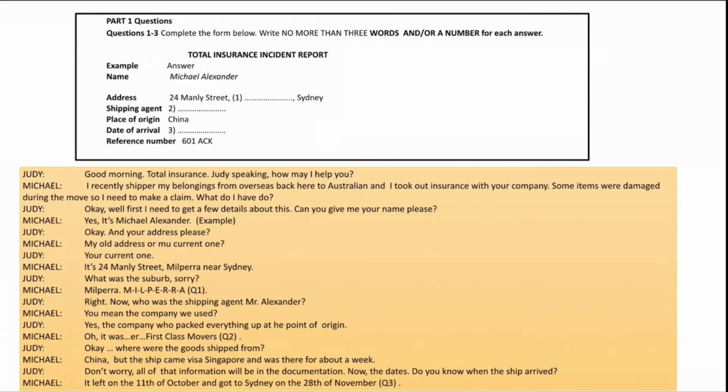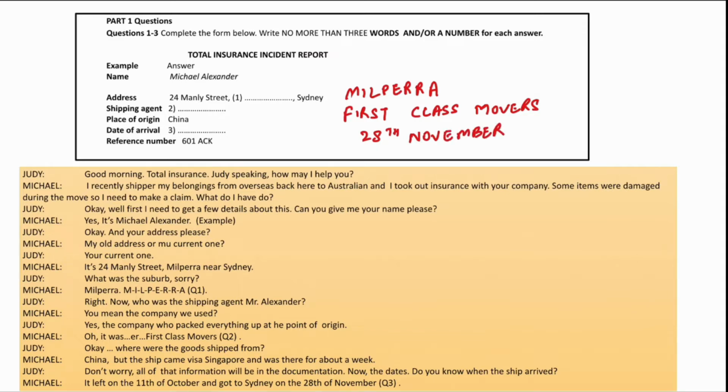The first answer is Milperra. Spellings are Milperra. Then comes the second answer. It is First Class Movers. And the third answer, which was a date, is 28th of November. You can write it in words, or you can write it like this as well. So these are your three answers for questions 1 to 3, and they were very clear.